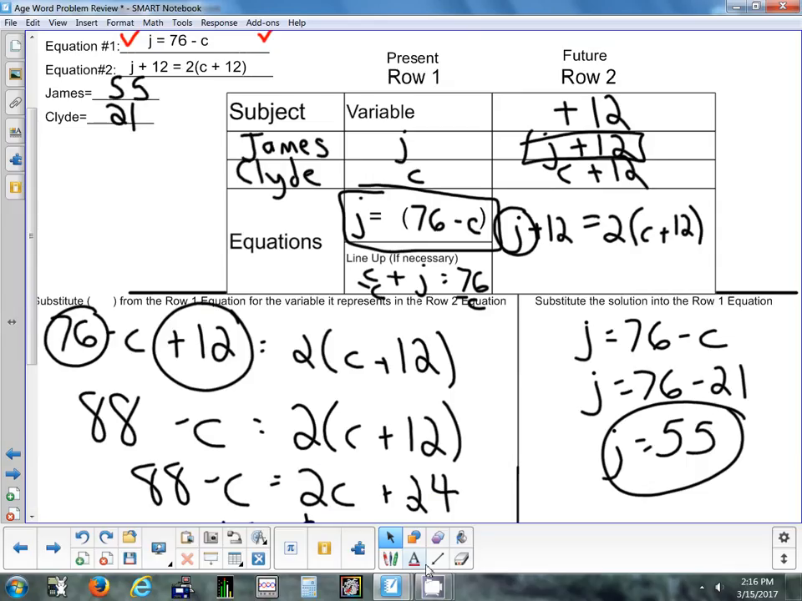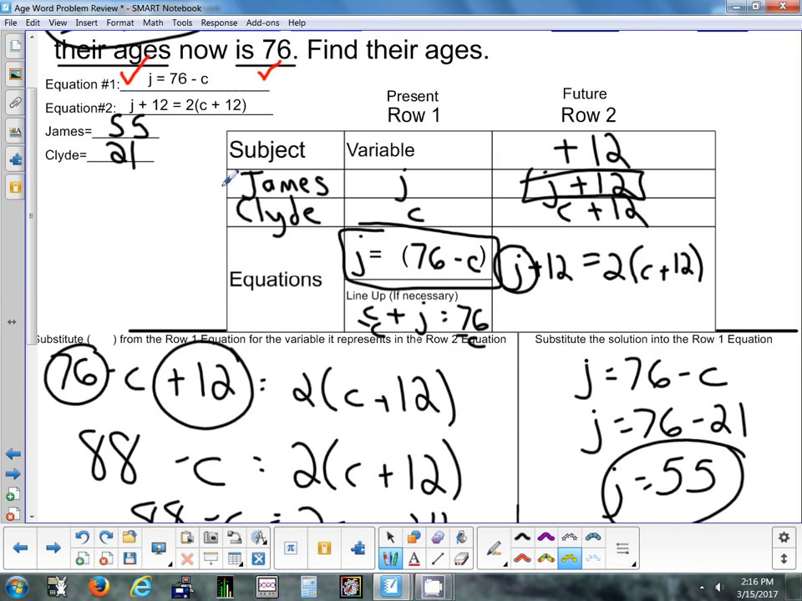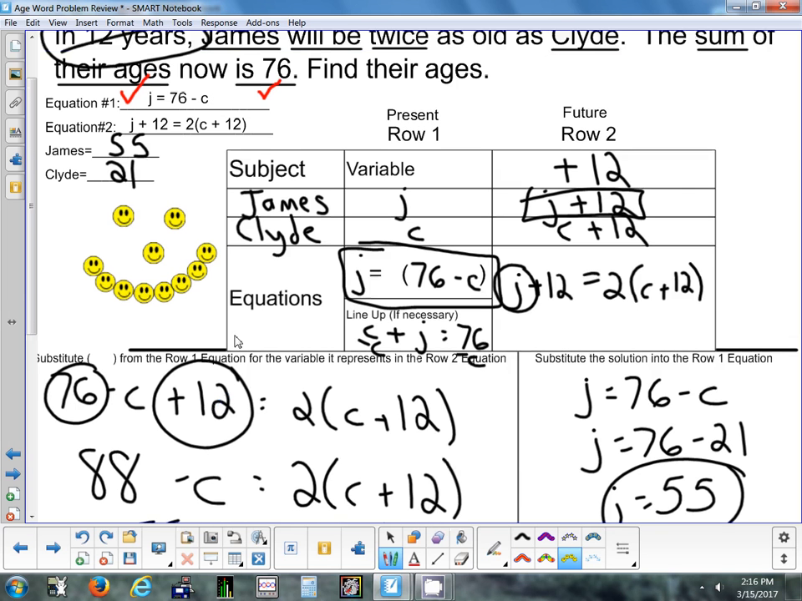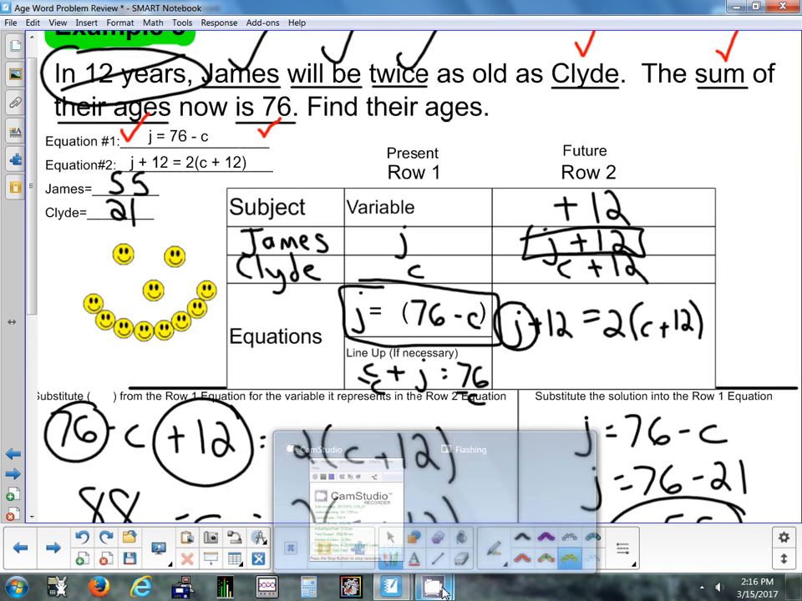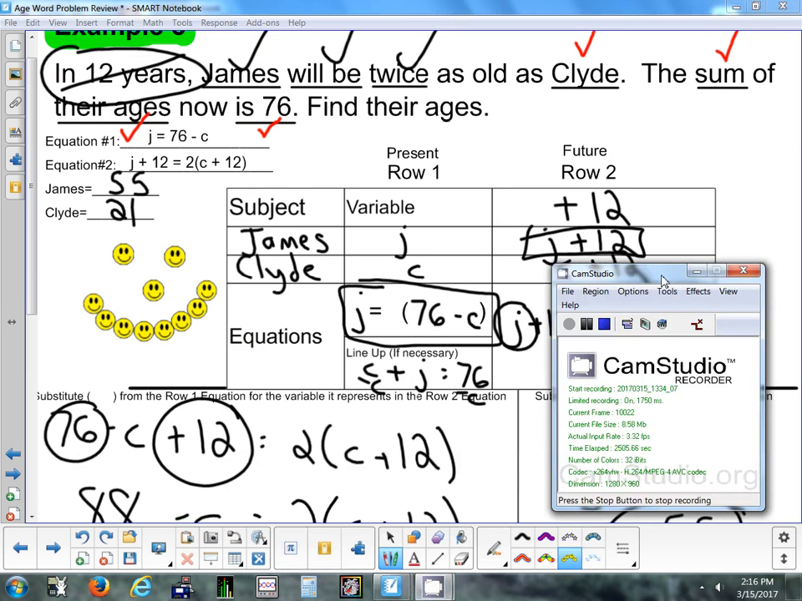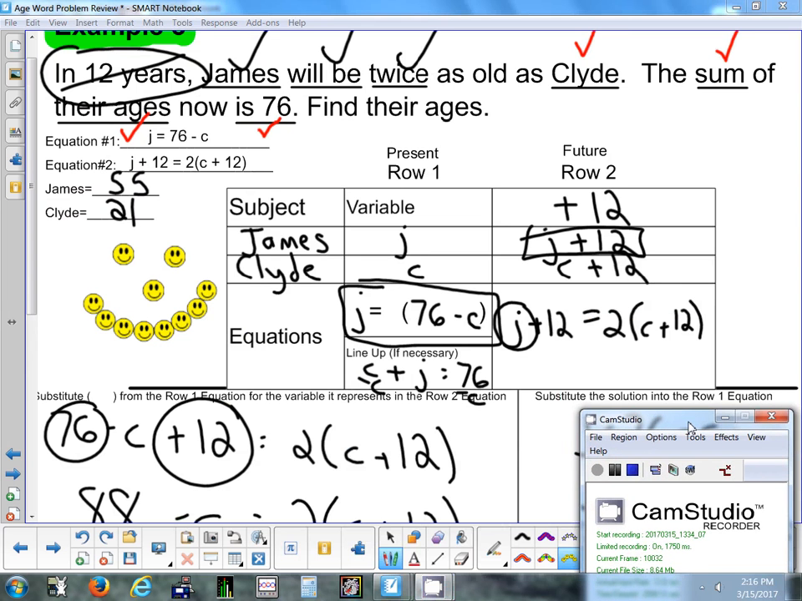Good. So, that one was a little bit different for 2 reasons. What's one reason why it was different from the ones we've done so far? Can somebody tell me? Josh? Yeah, the past or the future sentence was at the beginning. All right? That was one reason why it was different. What's another reason why it was different? Nini? The answer was a decimal.